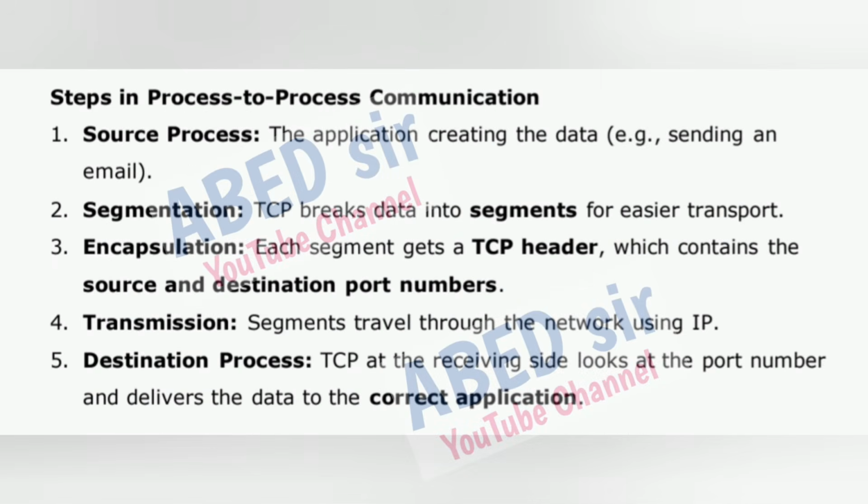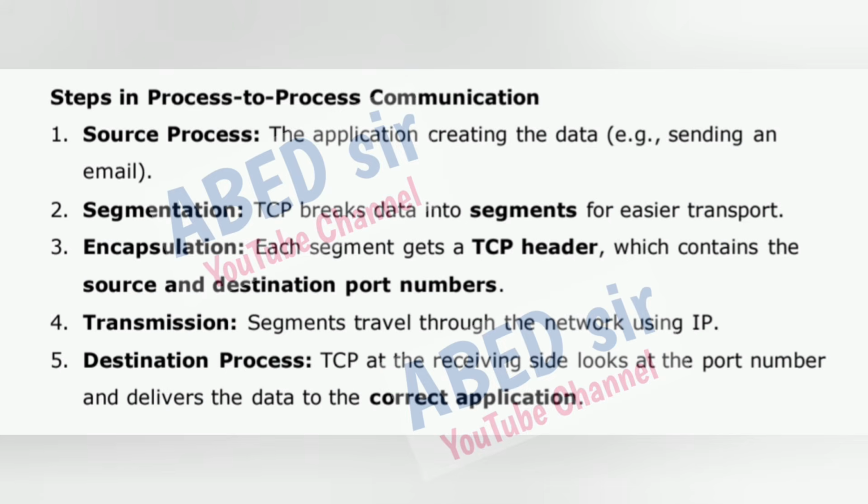Steps in process-to-process communication. 1. Source process, the application creating the data, for example, sending an email. 2. Segmentation. TCP breaks data into segments for easier transport. 3. Encapsulation. Each segment gets a TCP header, which contains the source and destination port numbers. 4. Transmission. Segments travel through the network using IP. 5. Destination process. TCP at the receiving side looks at the port number and delivers the data to the correct application.